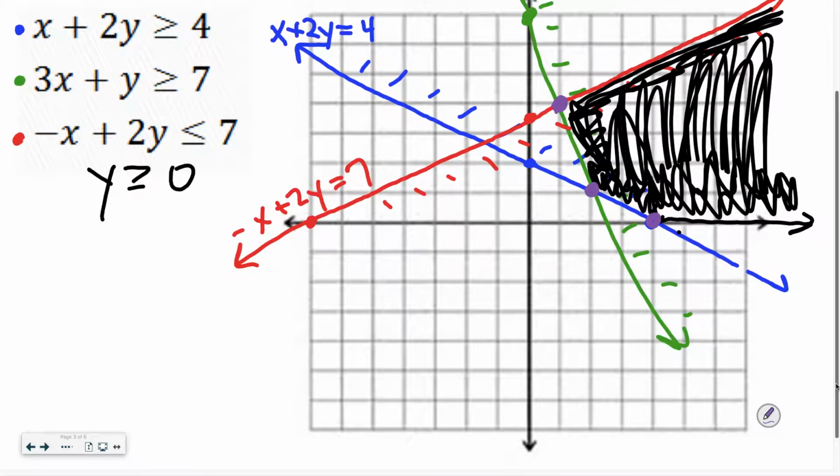All right, so let's list our vertices. Okay? We know this one for sure because we used it to graph. What is this one? 4, 0. That's the coordinate 4, 0. Okay? This intersection, what does it look like? It looks like 2, 1. Please make sure that that is actually true.